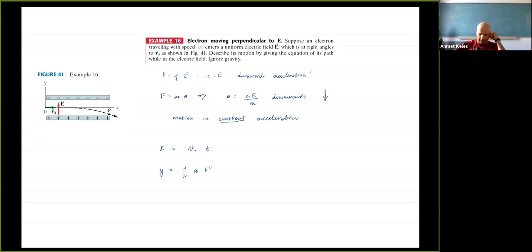So I can eliminate t from one and put it in the other one. Let me eliminate t from here. T is equal to x divided by v naught, and plug it in on this t. Then I'll find y is equal to 1/2. My acceleration is given here, something like this, e E over m times x squared over v naught squared. And this is like y is equal to alpha times x squared. This is a parabolic path. And you are familiar with this, right? We spend a lot of time with that kind of path.